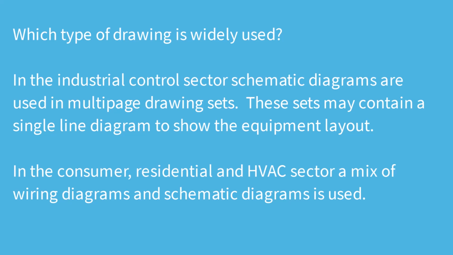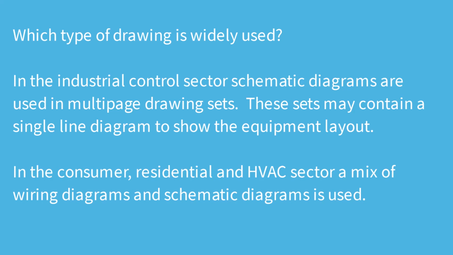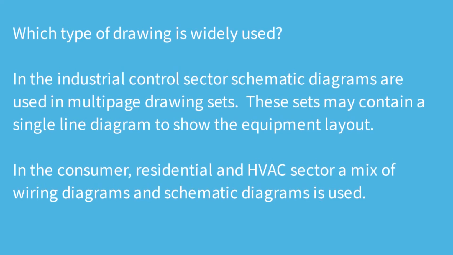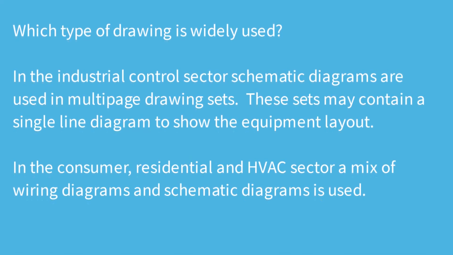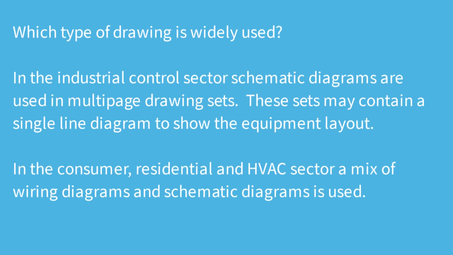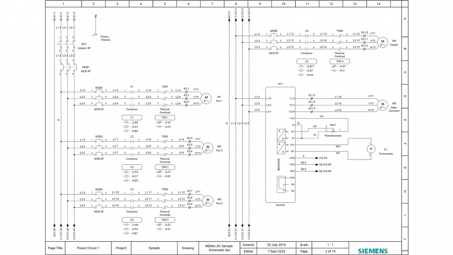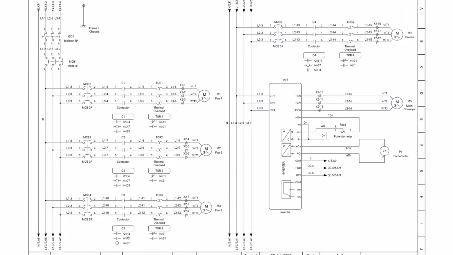Which type of drawing is widely used? In the industrial control sector, schematic diagrams are used in multi-page drawing sets. These sets may contain a single line diagram to show the equipment layout. In the consumer, residential, and HVAC sector, a mix of wiring diagrams and schematic diagrams is typically used. The focus of this course will be on industrial control schematic diagrams. However, wiring and single line diagrams will also be covered.